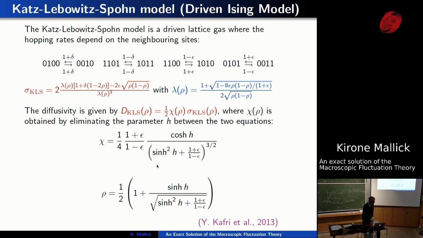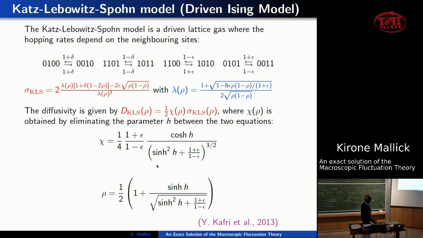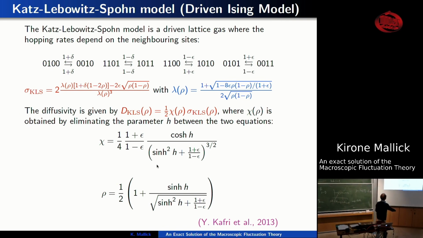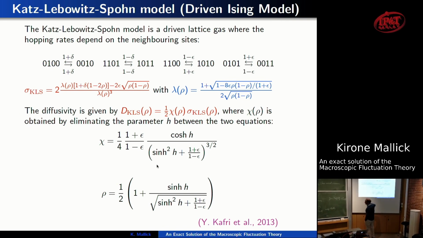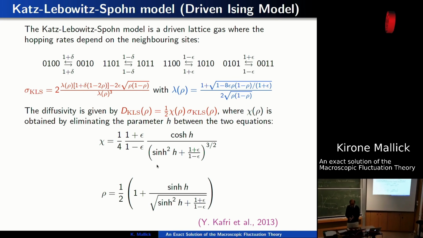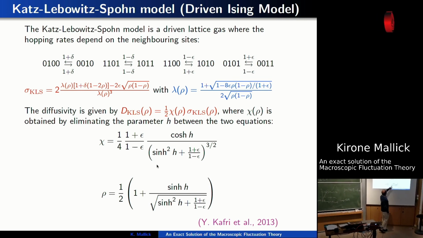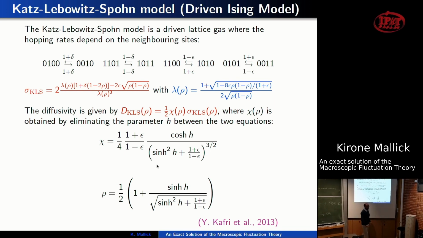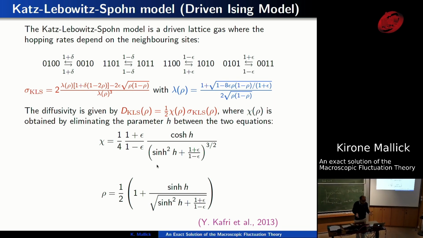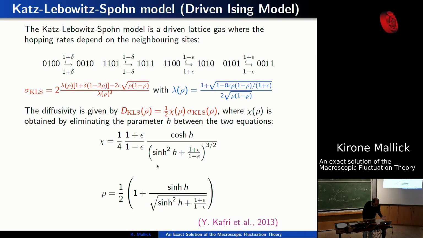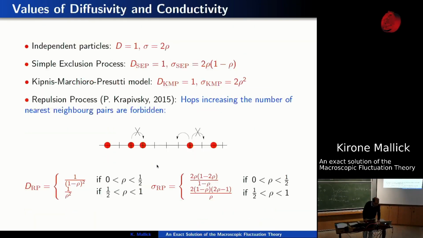What is H? I forgot. It's just a parametric description of chi of rho. You cannot even write a formula for chi of rho or sigma of rho. You have to eliminate a parameter between them. So if you are able to invert this relation and put it back here, you get chi of rho. Just to tell you that it can become not trivial all the time. Anyway, once you know D and sigma, you have your hydrodynamic equations.